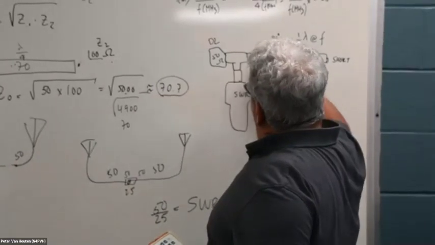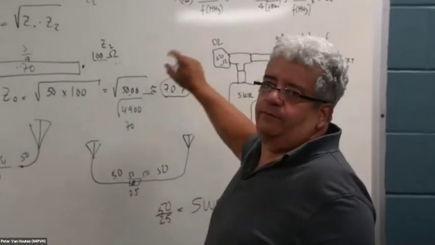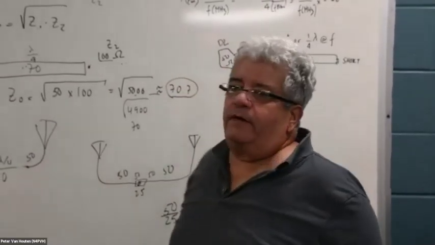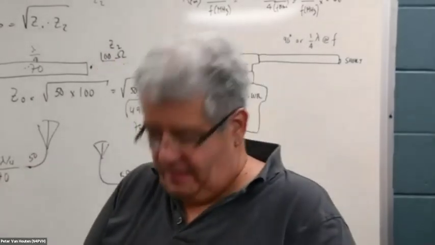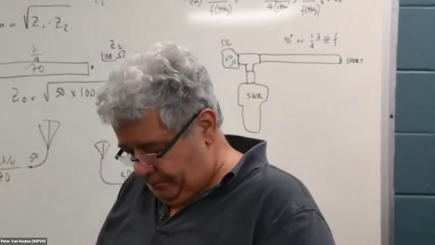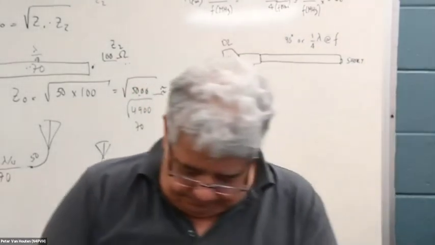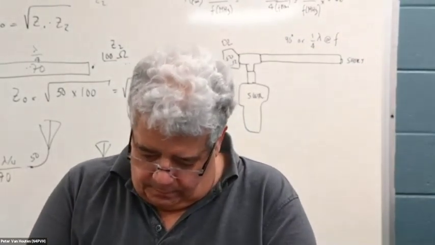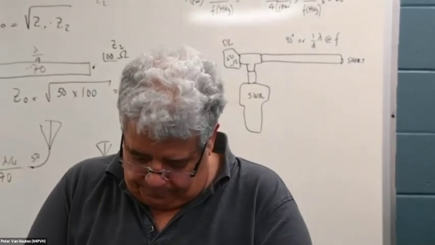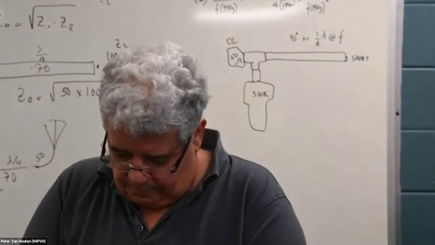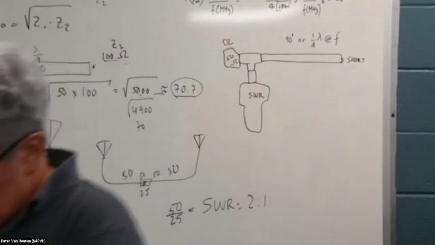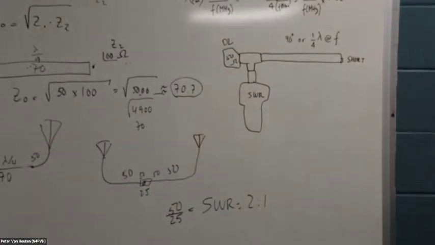And if I disconnect and connect back this line, there won't be any difference. I still should have the 1:1 SWR. So here you can see there's the dummy load, the quarter wave stub that is shorted at the end.